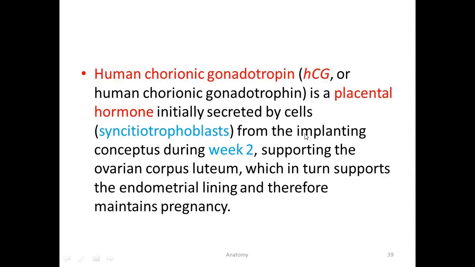The cells from the implanting conceptus during the second week support the ovarian corpus luteum, which in turn supports the endometrial lining and therefore maintains the pregnancy. So this hormone level is useful to maintain continuous pregnancy, and this hormone is supporting the continuation of the corpus luteum to maintain that pregnancy.